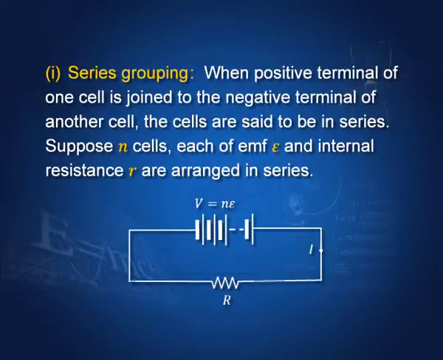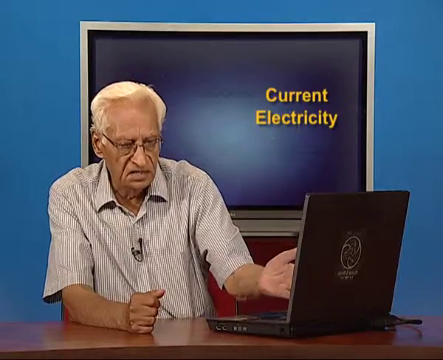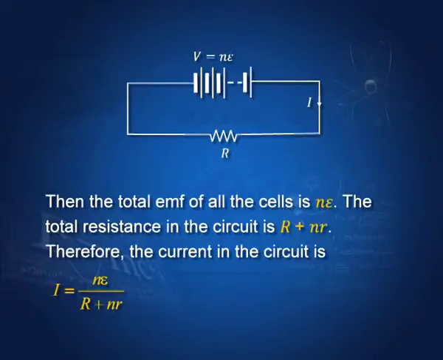So, let us now return to the grouping of cells. We connect them like this, the positive of this connected to the negative of the other, and then the negative of the next connected to the positive of the other, and so on. So, these are the connections in series, and each of these has internal resistance r. Therefore, the total internal resistance is n times r. These are in series again, and there is an external resistance R.